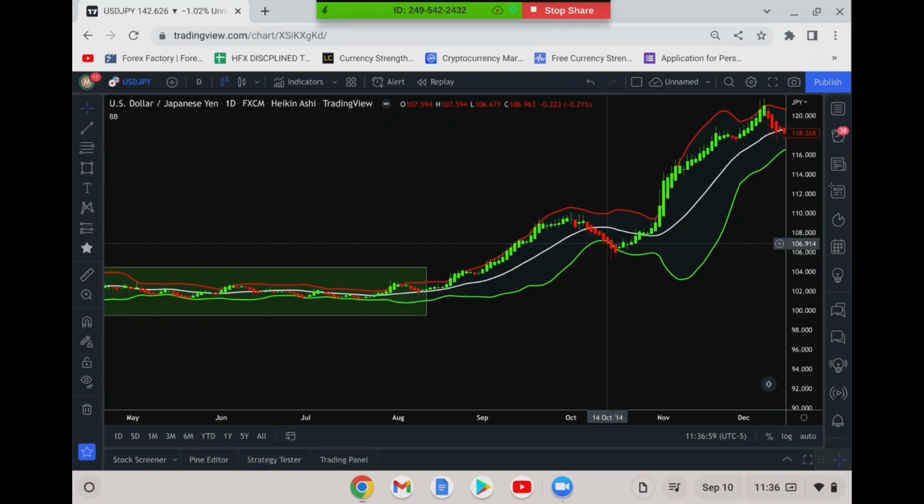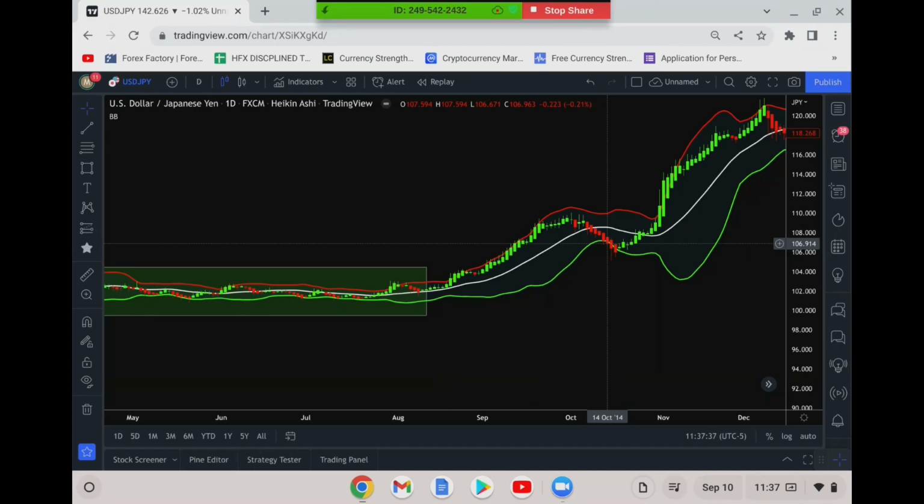Another tip I want to give you guys is to make sure you wait for price to close above or below the midline to confirm if price is actually moving in that direction. So if you think the market is going to buy, you want to wait and make sure you get a candle to close above the midline to confirm that price is actually buying. And vice versa, if you think the market is going to sell, you want to wait for a candle to close below the midline to confirm that price is actually moving down.